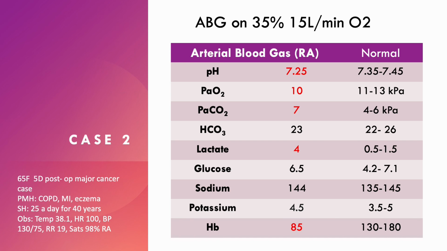So we've got this arterial blood gas for the patient. The ABG was taken on 35% oxygen at 15 litres per minute. The patient is acidotic, the pH is low. The patient's oxygen is low, the carbon dioxide is high, the lactate is high, and the patient's hemoglobin is also low.